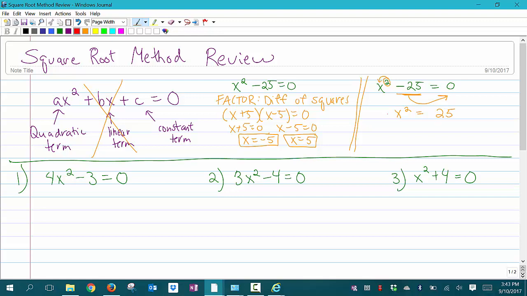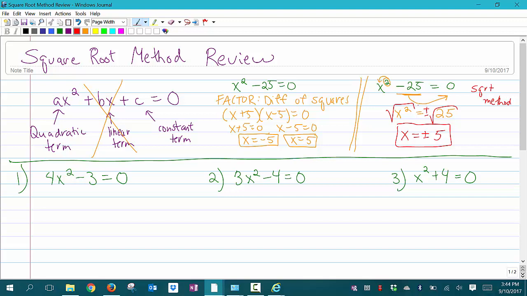Now I'm allowed to take the square root of both sides. The square root of x squared is x. The square root of 25 is 5. However, you notice that on the right side, using the square root method, we only obtained one solution, positive 5. But when we solved exactly the same equation using factoring, I got negative 5 and positive 5. So in order to capture both of those solutions, I have to put a plus or minus in front of the square root. So we actually do get plus or minus 5, so we get both solutions.